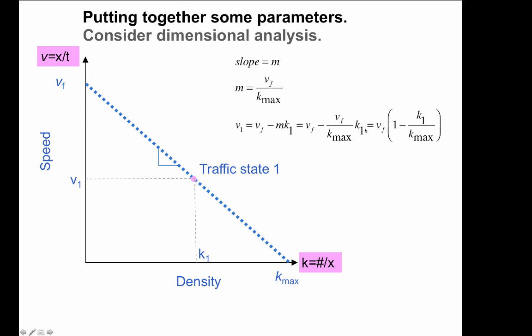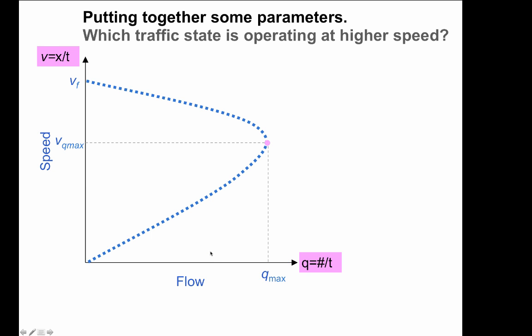This could be simplified, inserting the value of M. So in this case, V1 is the free flow speed times 1 minus K1 divided by K max. And so you could calculate the speed for this relationship for any value of density.